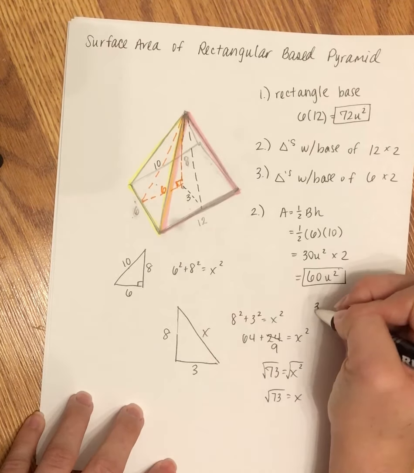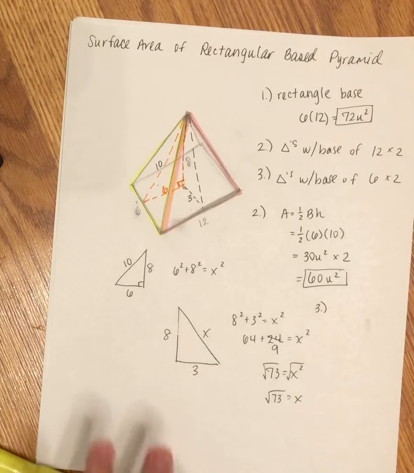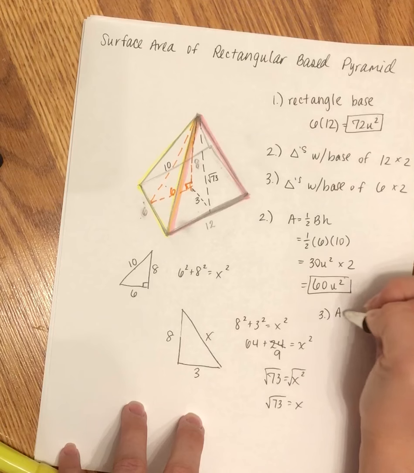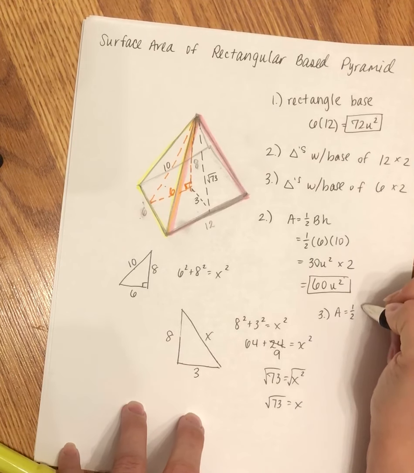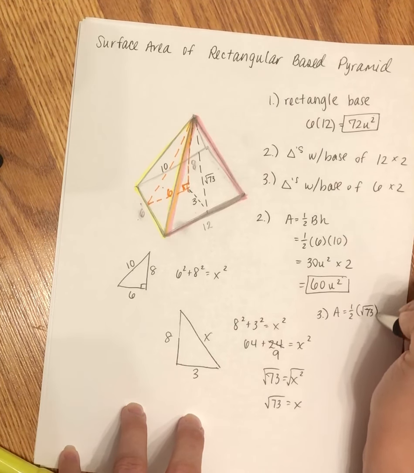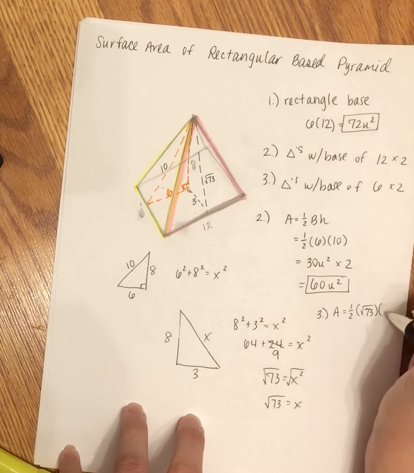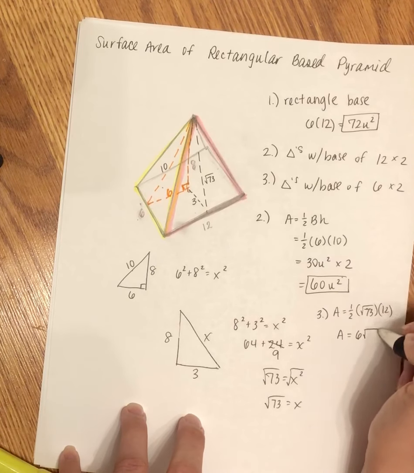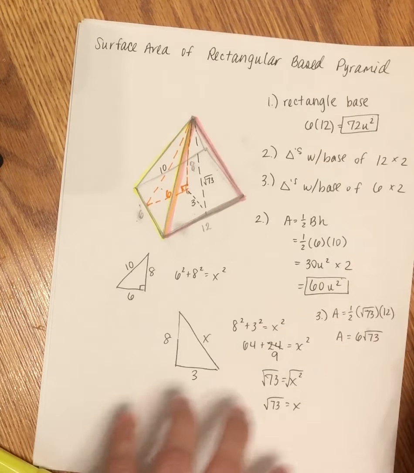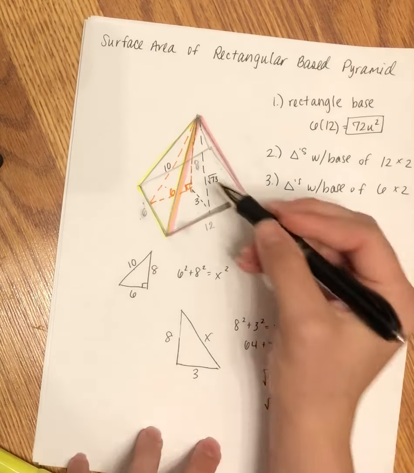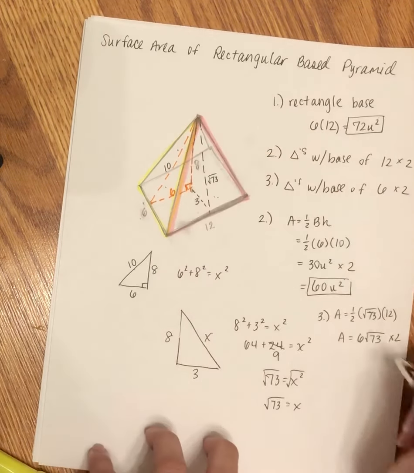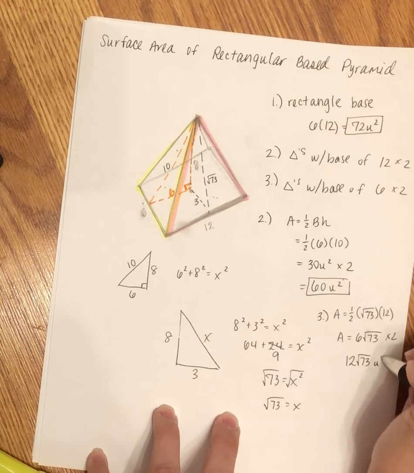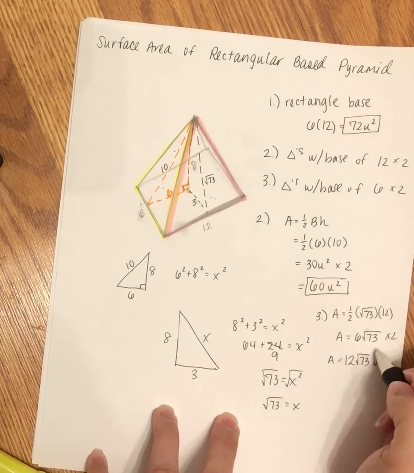Now, finding the area of that last triangle. The height is square root of 73, so the area is 1/2, the base is 12, and the height is square root of 73. So the area of one of those triangles is 6 times the square root of 73. And remember, we have two of those triangles, this front one and then one back here. So we'd be left with 12 times the square root of 73 units squared for those two triangles.